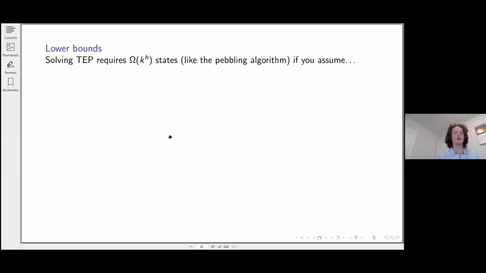Okay, so it turns out that we can actually get a lower bound on the order of k to the h states, just like the pebbling algorithm, if you put some restrictions on the branching program that sound pretty reasonable. In particular, if you assume that the branching program is read once, meaning that once it reads a piece of the input, it's never allowed to go back and read that same piece again, that gives us the lower bound.